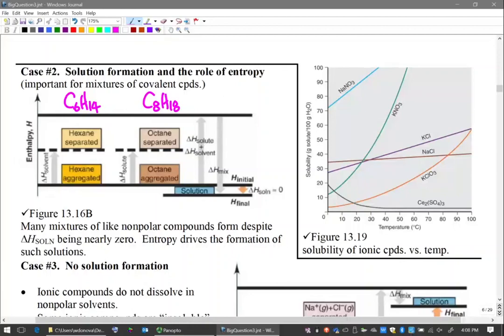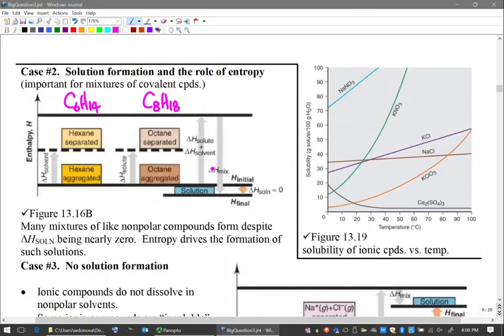Solution is just a one-word name for a homogeneous mixture. They're going to completely dissolve one in the other. Why do they dissolve one in the other? Is it enthalpy? What kind of forces are there between C6H14 molecules? Dispersion forces, right? It's nonpolar. There are no polar molecules there. Only dispersion forces. How about pure octane? Forces there? Just dispersion forces, right?